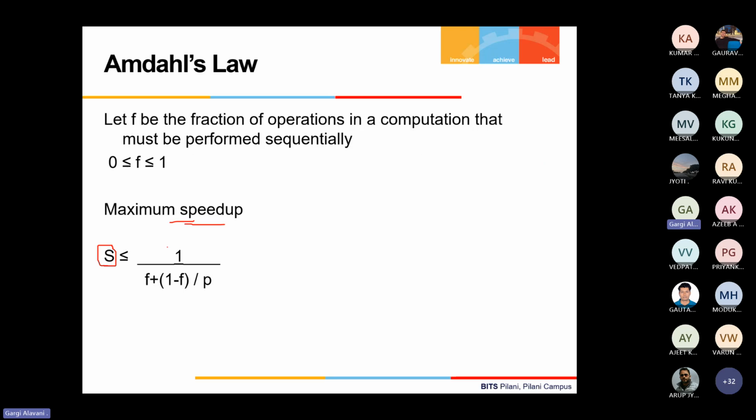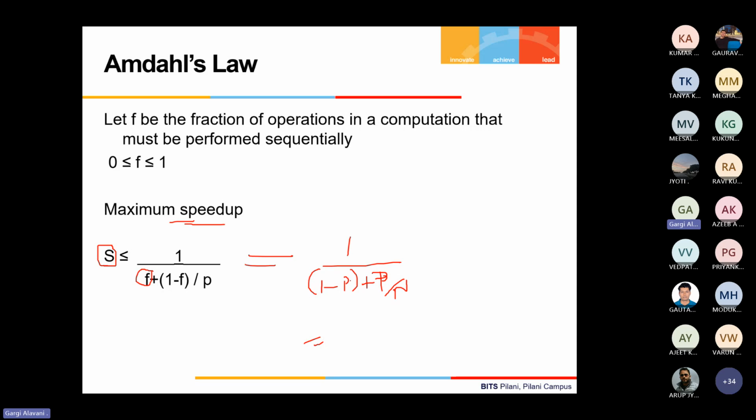Okay, here F is the serial section, and 1 minus F is the parallel section. This is 1 minus P plus P by N, basically. So the parallelizable part is getting divided, and this remains fixed.